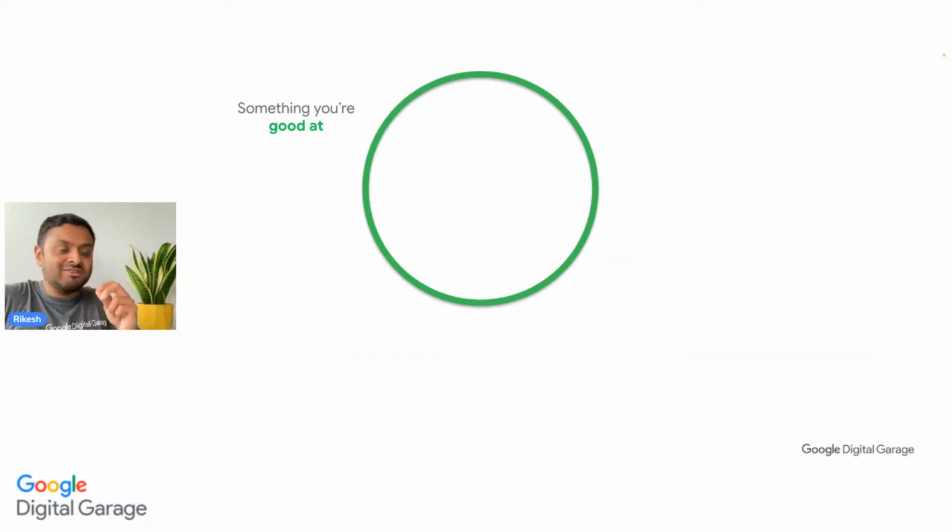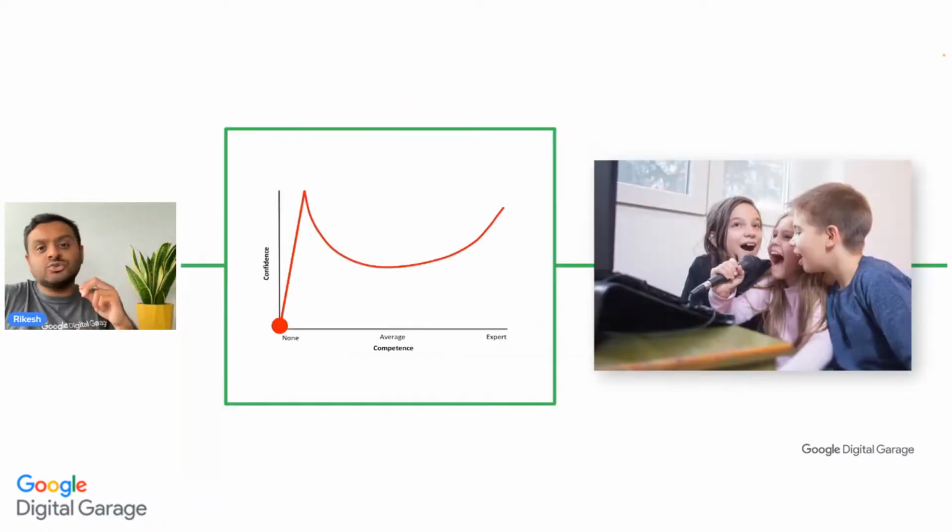So I want you to keep that in mind: the fact that we go internally to try and answer this question of what am I good at, what are my strengths. Because what I want to introduce you to is something known as the Dunning-Kruger effect. It is named after two social psychologists.